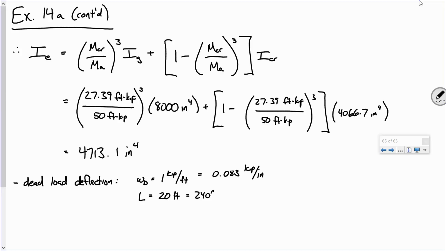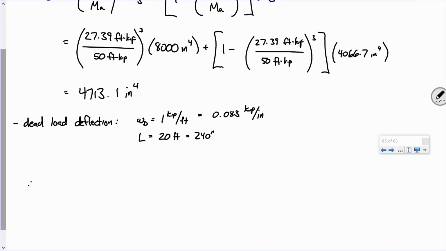No, right now we're doing just the dead load. Then we're going to do the dead plus the live, and we're going to take the difference. There we go. So, therefore, the deflection due to dead load is 5wL^4 over 384EI. And our I is I effective. Y'all see where we got that? Everybody good?